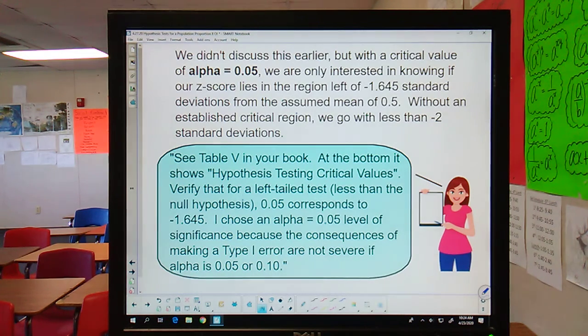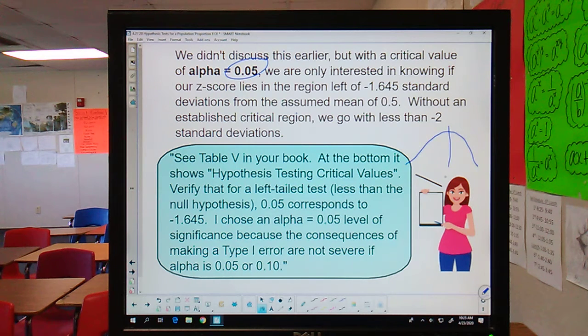All right, we didn't discuss this earlier, but with a critical value of alpha equaling 0.05, we are only interested in knowing if our z-score lies in the region left of negative 1.645 standard deviations from the assumed mean of 0.5. All right, I told you we were going to talk about the 0.05 later. Well, now it's later.